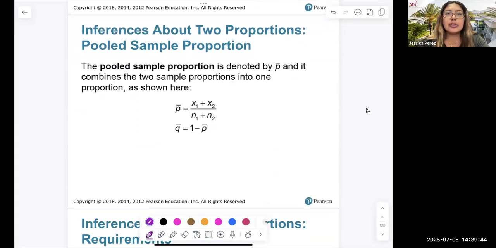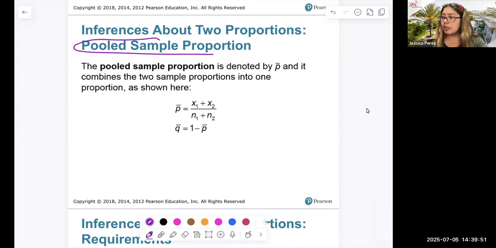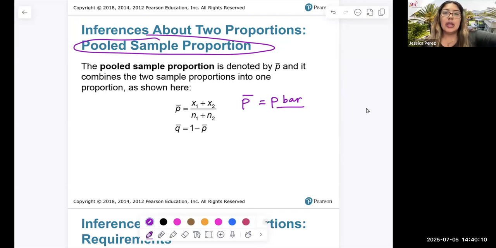In order for us to look at two proportions, there exists something called the pooled sample proportion. That's where both of them mix. This pooled sample proportion is denoted P bar. This is P bar, which is a combination of the two sample proportions. So we must take into consideration the pooled sample proportion in this case.